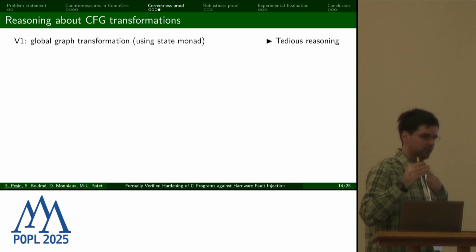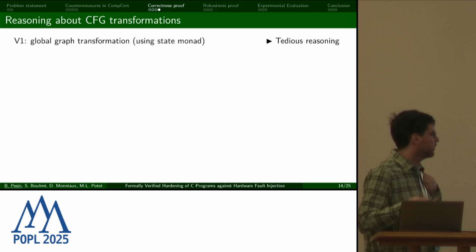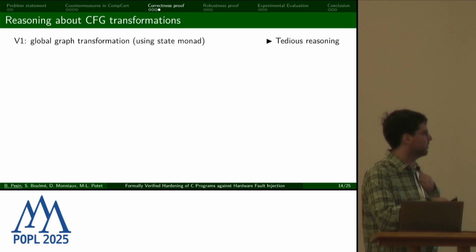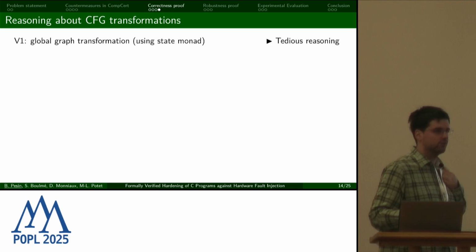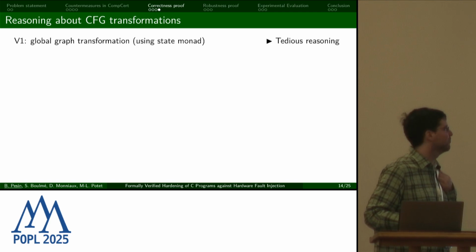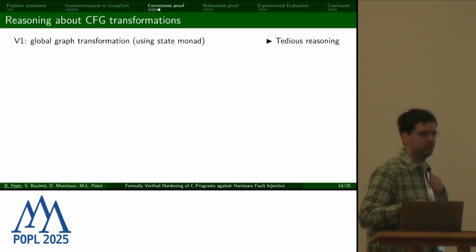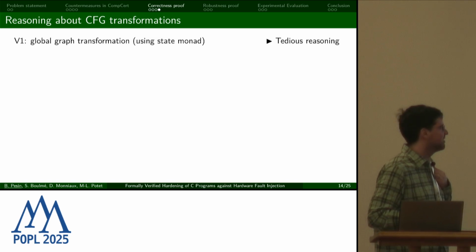So our program is a control flow graph, which is expressed in CompCert essentially as a map from node identifiers to actual instructions. And the way it's transformed, the first version of our transformation, we implemented it using a state monad because Coq is a pure functional language. So whenever we want to do some sort of global state transformation, we need a state monad. And we use it essentially to generate new program counters for new instructions. This is kind of mandatory, and this is what is done in most of the compilation passes of CompCert.